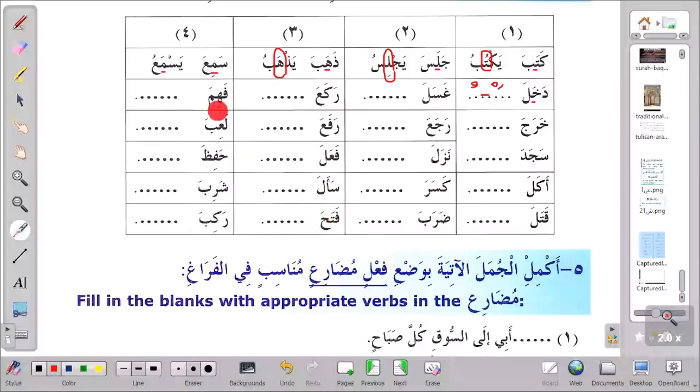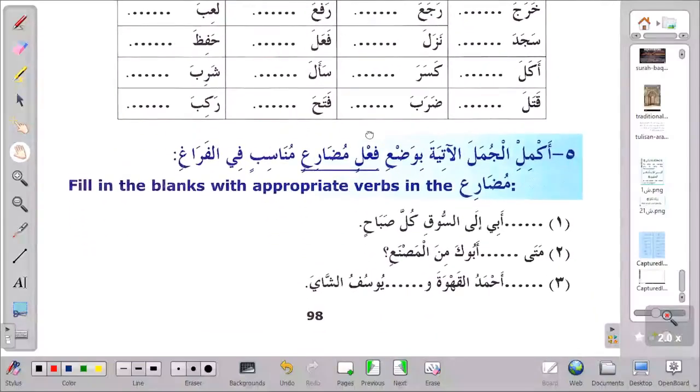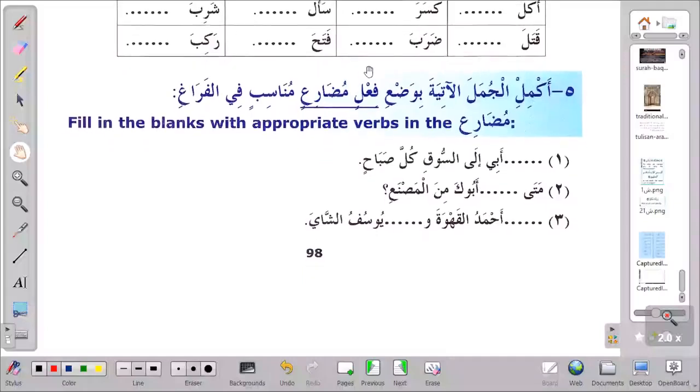Fataha, he opened. Sami'a, he heard. Fahima, he understood. La'iba, he played. Hafiza, he memorized. Shariba, he drank. Rakiba, he rode. If I say Rakiba al-Ibl, he rode the camel. It could also be used for a car, motorbike, bicycle or whatever. If you rode, you say Rakiba, he rode. Even ships: when you board a ship, it's called Rakiba.